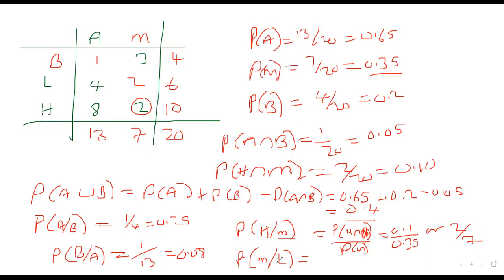Now try M given L, the shortcut. M given L, who wants to try? It's going to be 2 over 6. Right? That's correct.